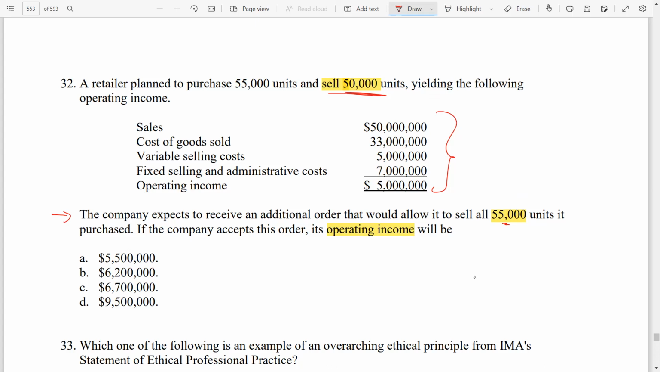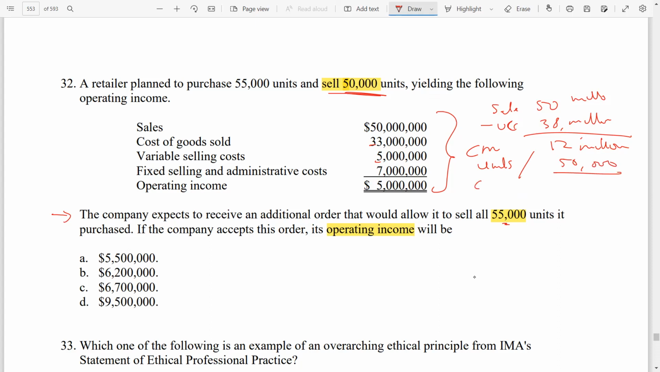So we have sales of 50 million, minus variable cost. Total variable cost will be 33 plus 5 million, which is 38 million. These are millions. So now our contribution margin is going to be 12 million. So total contribution margin is 12 million, and to find the per unit, we divide by 50,000.